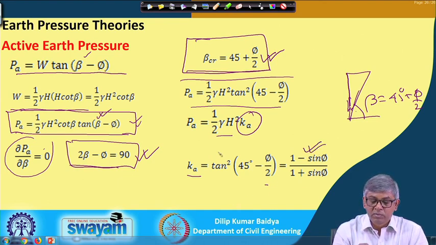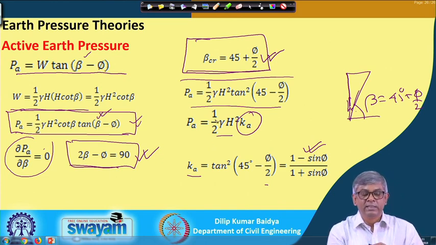So, that means, this is the active case. Mathematically I got the failure plane angle, that is 45 degrees plus phi by 2, and the active thrust will be half K gamma h square, and K equals tan square 45 degrees minus phi by 2, or 1 minus sin phi by 1 plus sin phi.